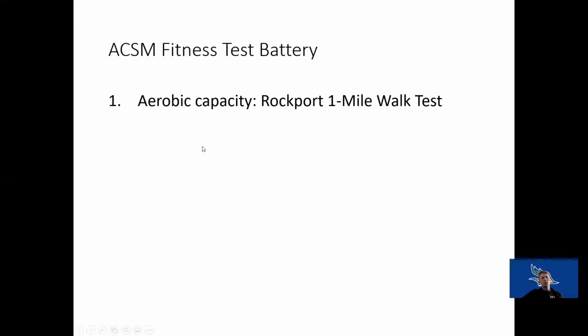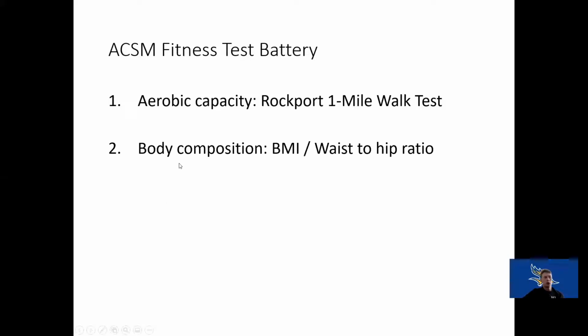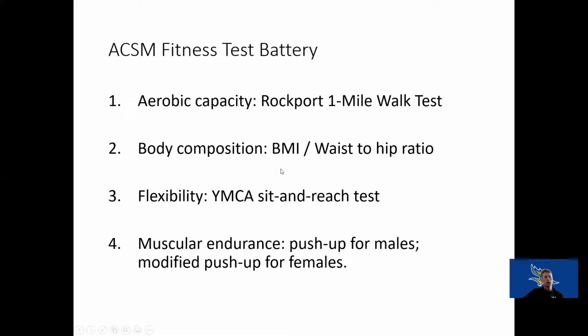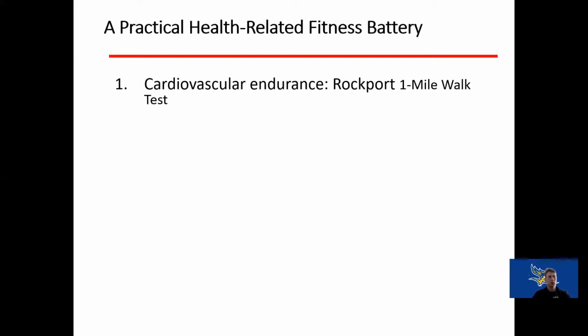With the ACSM, or the American College of Sports Medicine test battery, we have the 1 mile walk, BMI and waist to hip ratio, the sit and reach test for flexibility, and the push-up test for muscular endurance. So this is a smaller test battery, but it's still hitting those major components of cardiovascular endurance, body composition, flexibility, and muscle function.